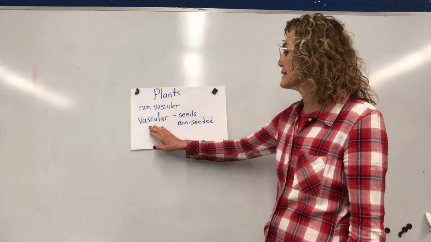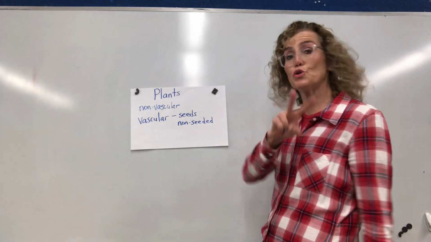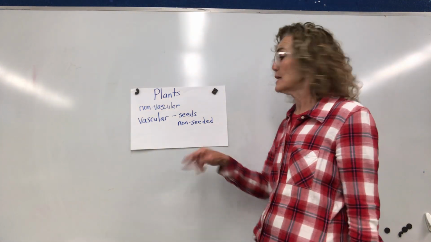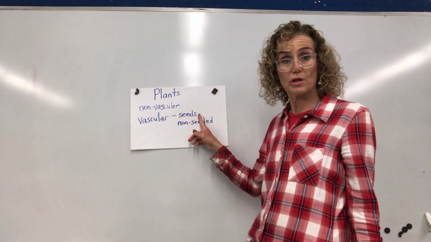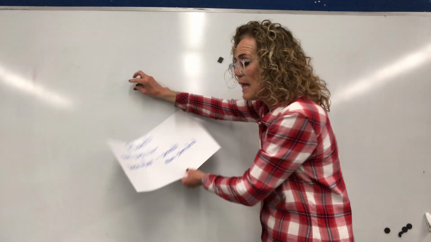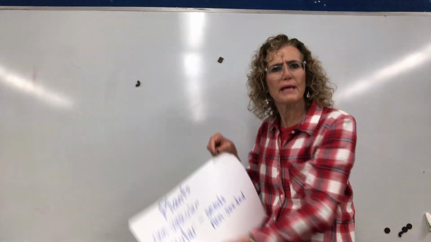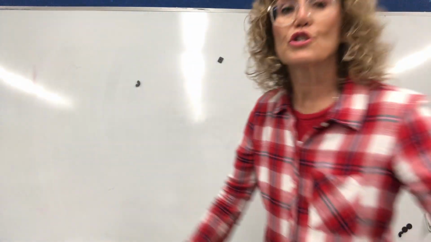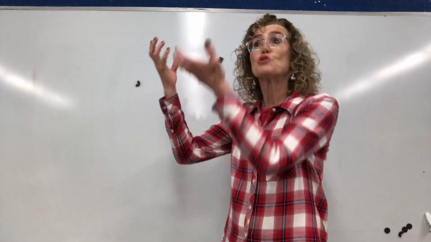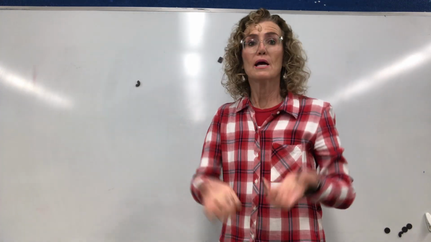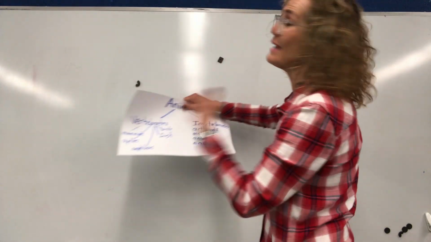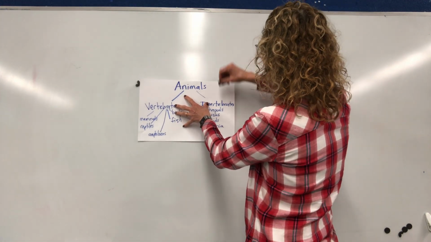Then vascular plants can be separated into 2 groups, seeded plants and non-seeded plants. So plants that make fruit and plants that don't make fruit, okay? All right, so we've got plants, and remember, plants are the beginning of the food chain. So they're really important. They capture the energy from the sun, they transform energy into matter, and then we can eat it, right? They store energy for us. Not just for us, but for other animals too.